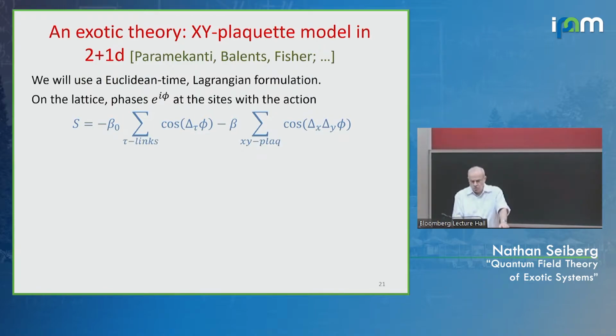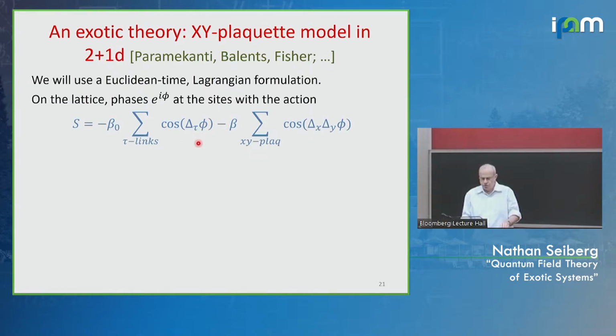And the model we're going to discuss was first discussed by Paramekanti, Balents, and Fisher, and there was a lot of follow-up on that. They presented it in a Hamiltonian formulation. Time is Lorentzian, and there is a Hamiltonian. Phi is circle valued at the sites, and there's a potential term, cosine of delta x delta y phi. This is a linear combination of phi's around the plaquette with different signs, plus, minus, plus, minus. And in their model, the Hamiltonian has a momentum squared for each site.